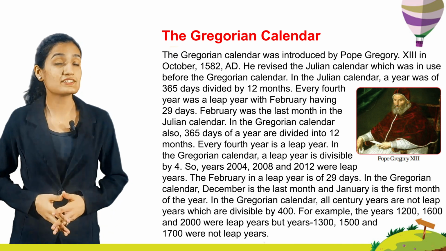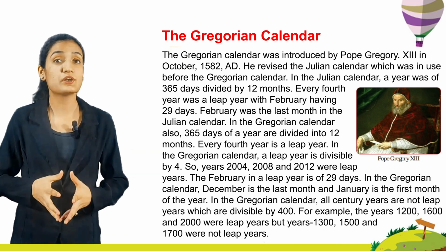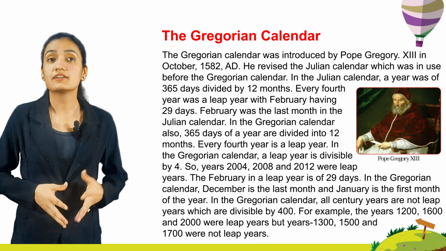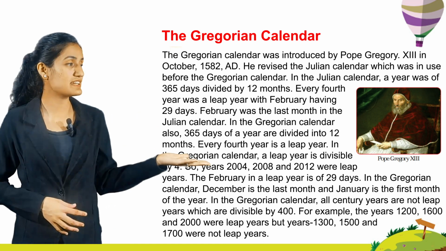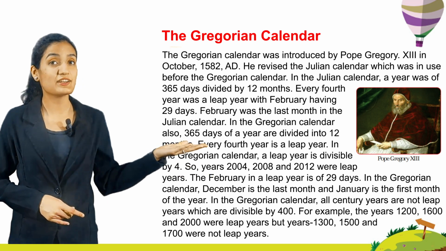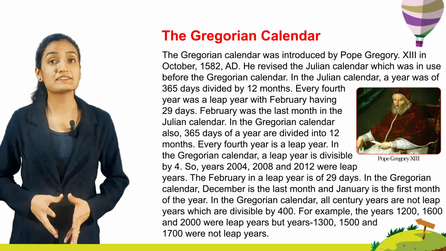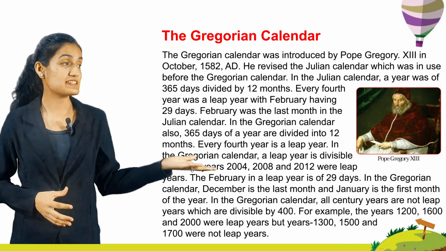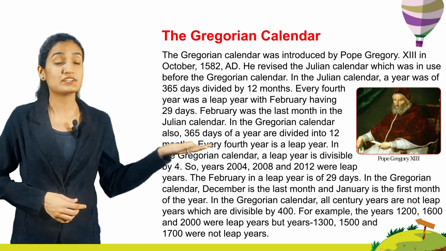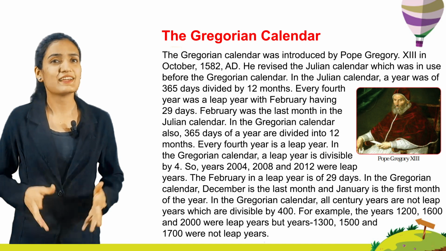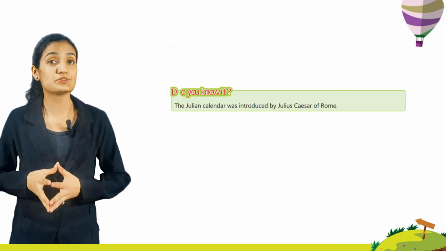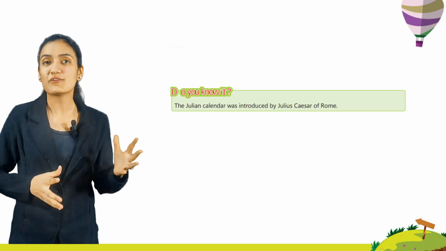In the Gregorian calendar, century years are not leap years unless they are divisible by 400. For example, the years 1200, 1600 and 2000 were leap years, but years 1300, 1500 and 1700 were not leap years. Now kids, do you know it? The Julian calendar was introduced by Julius Caesar of Rome.